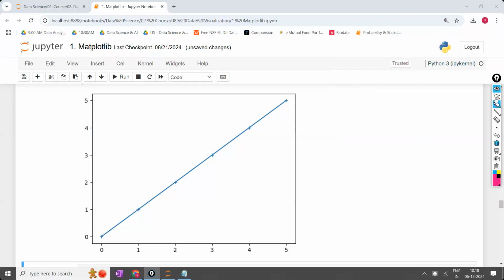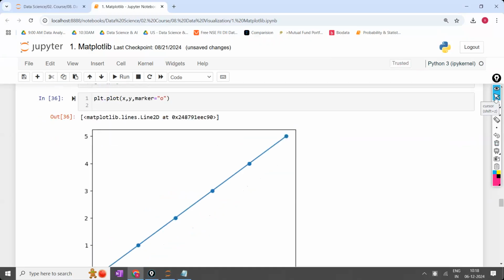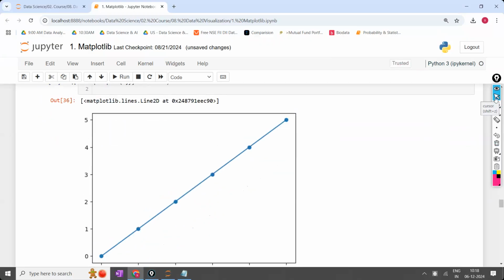No, sir, plus is not good, sir. I want a dot only, sir. Go with the O. Circle. Okay, done. Now you are having the plot. PLT dot plot, that is line plot, by keeping the dots.